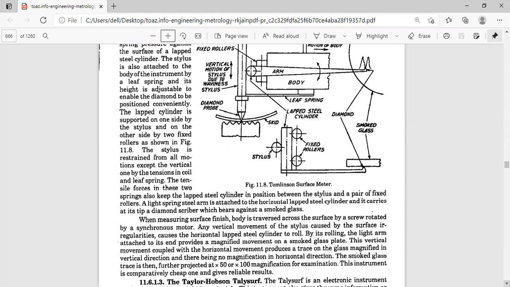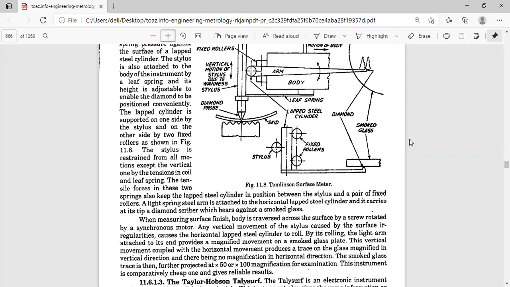So you try to have that trace. You try to just copy the trace on a particular paper and then try to measure the surface irregularities. So when trying to measure this particular surface finish, a body is traversed across by means of a screw rotated by a synchronous motor. You are not going for the manual movement.